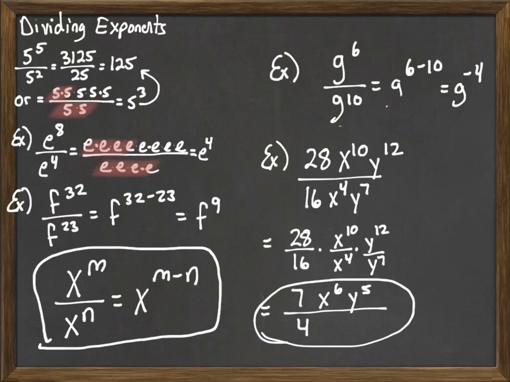So our final answer here is 7x to the 6th, y to the 5th, all of that over the number 4. Okay, so we've now talked about multiplying things with exponents and dividing things with exponents. In the next video we're going to look at what happens when exponents are involved with powers, and we're going to continue just building this up as we develop some more rules.